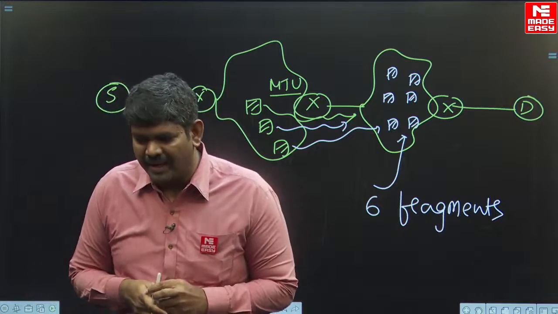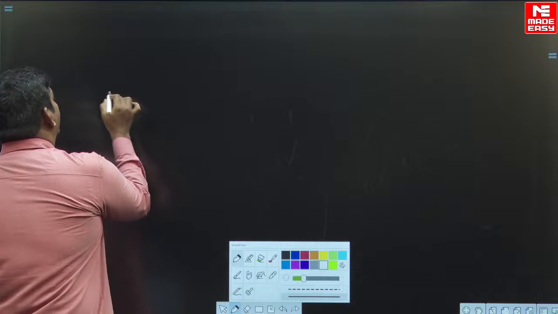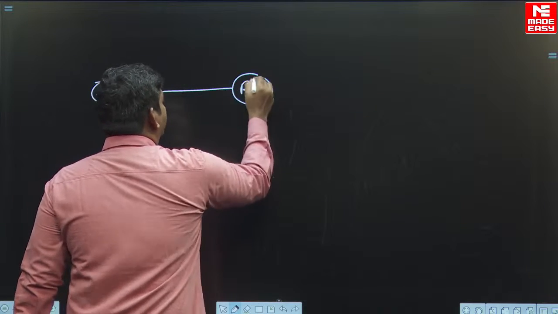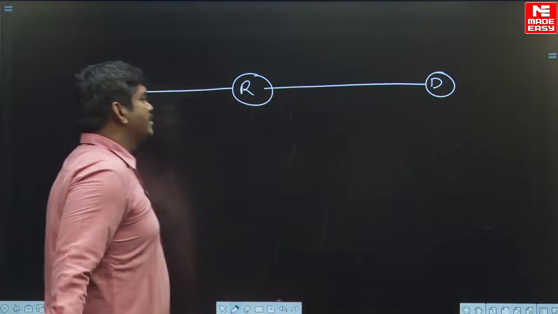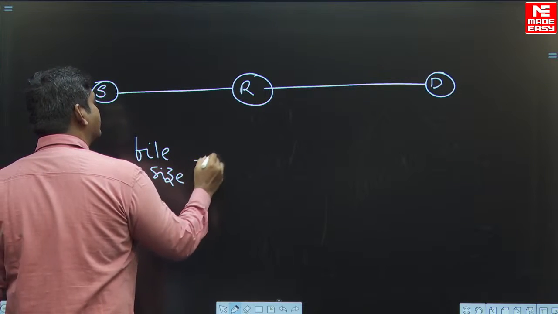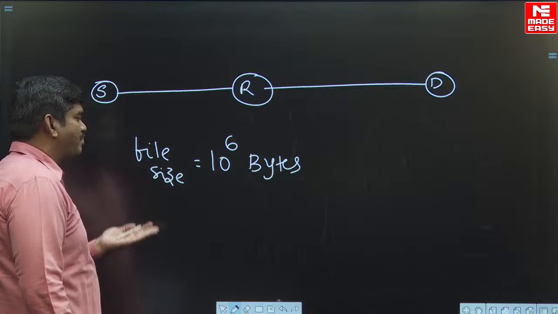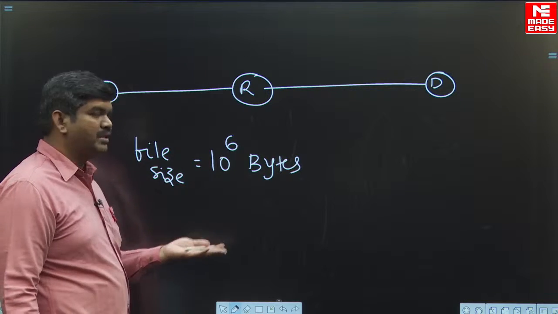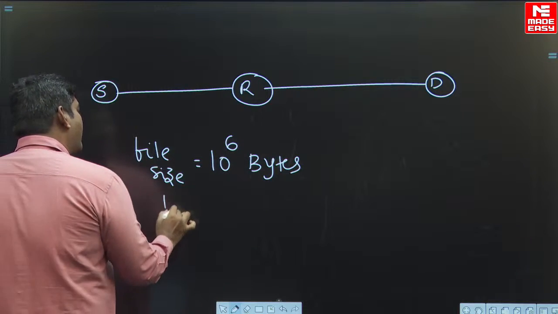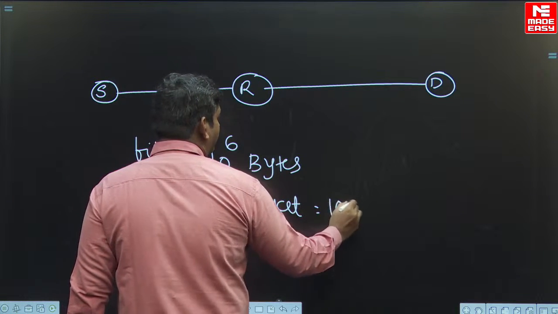And the 5th question is regarding packet switching. They have asked this fundamentally, so simple. I'm taking some generalized variables like this. Here they have mentioned some source, there is a router, and there is a destination. They have mentioned a file size of 10 power 6 bytes. It is a packet switching question, where the file size is divided into packets, because each packet they have mentioned is 10 power 3 bytes. So obviously the total packets are going to become 1000 packets.